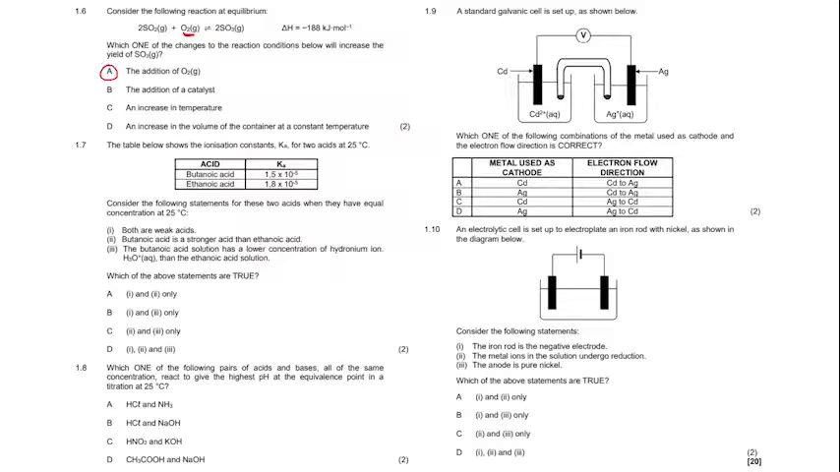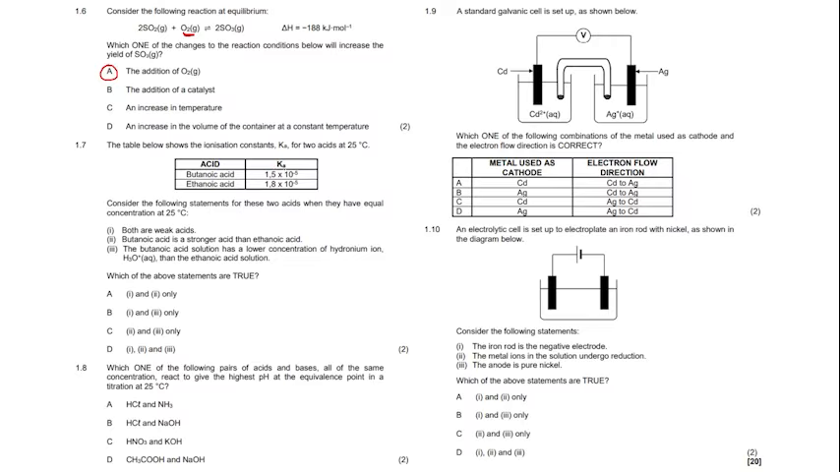Question 1.7. The table below shows the ionization constants, Ka, for two acids at 25 degrees Celsius. Consider the following statements for these two acids when they have equal concentration at 25 degrees Celsius. So, I, both are weak acids. II, butanoic acid is stronger than ethanoic acid. And III, the butanoic acid solution has a lower concentration of hydronium ions, H3O+, than the ethanoic acid solution.